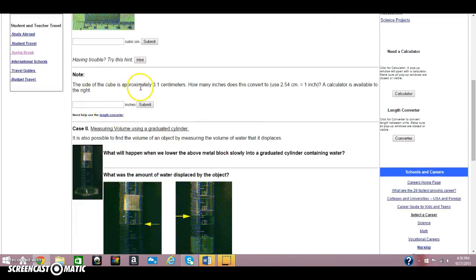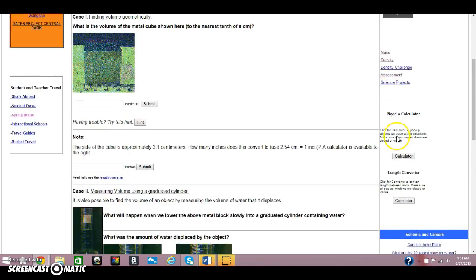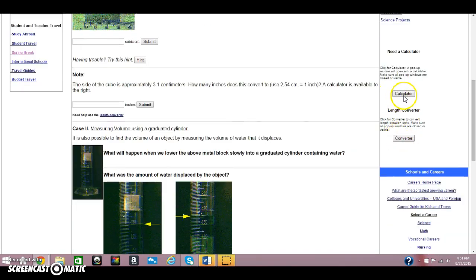It says the side of a cube is approximately 3.1 centimeters. How many inches does this convert to using this equation? A calculator is available to the right. So, it's right here. Click on the calculator to find out what the object is in inches.